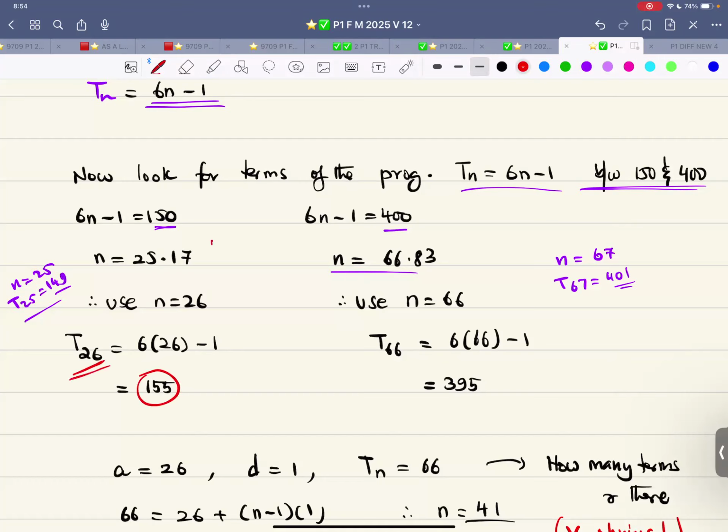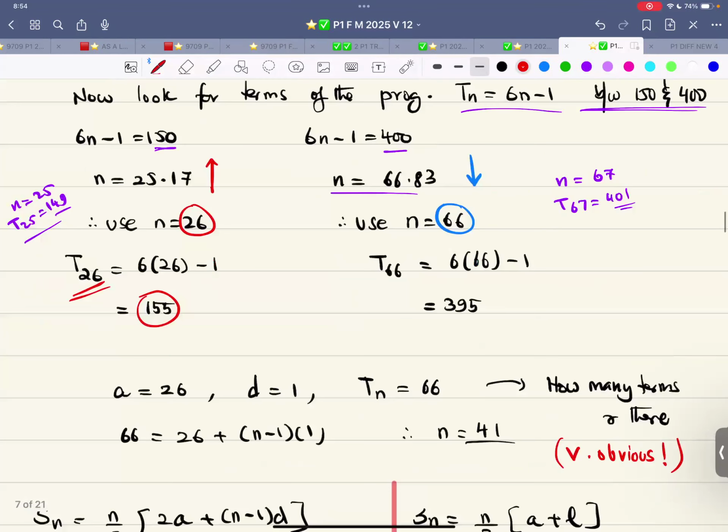Therefore, I round it up. This one is rounded up. And then over here, I choose rounding down because I don't need a term greater than 400. I need lesser. So use 66 over here, and use 26 over here. T26 is this thing, T66 is this thing. Got the idea? So we are looking for this term.